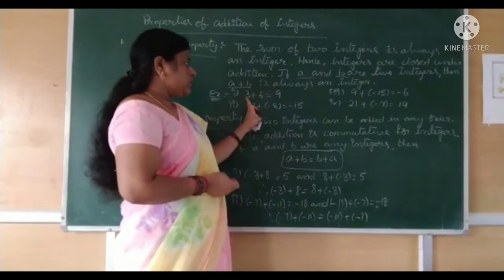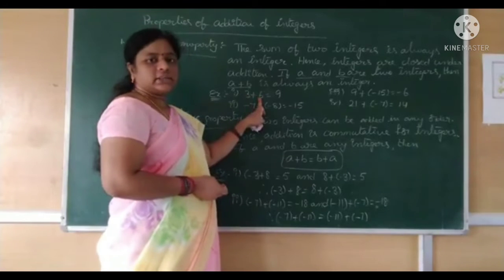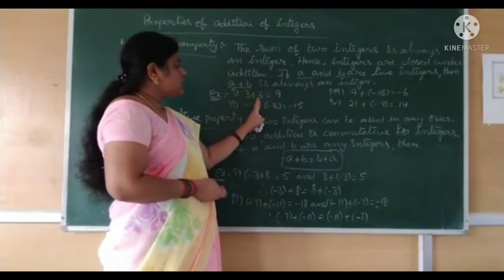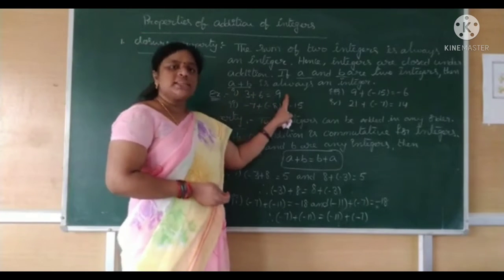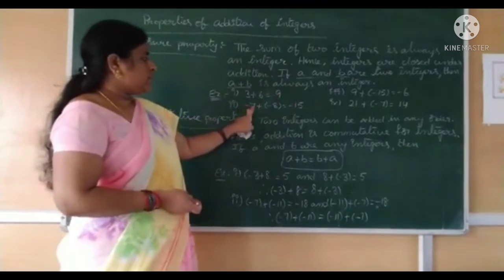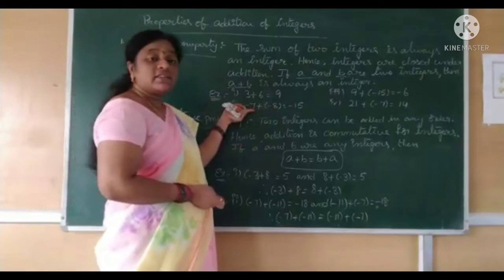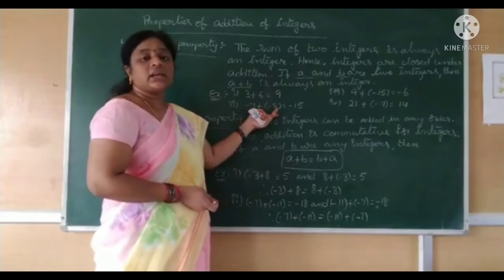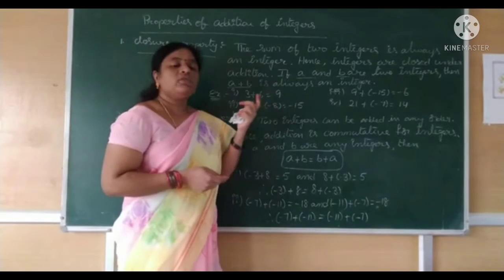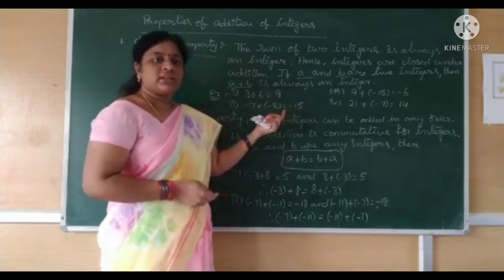Check. 3 plus 6. 3 is an integer, 6 is an integer. 3 is a positive integer, 6 is also a positive integer. The sum of these two integers is equal to 9. So 9 is also a positive integer. Second one, minus 7 plus minus 8. Minus 7 is a negative integer, minus 8 is a negative integer. By using rule 1, the sum of two negative integers is always negative. 8 plus 7, 15. So minus 15.